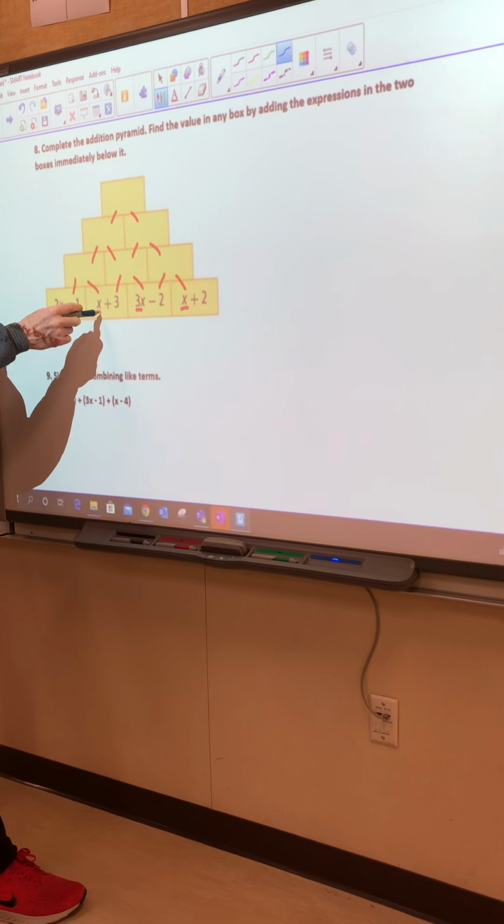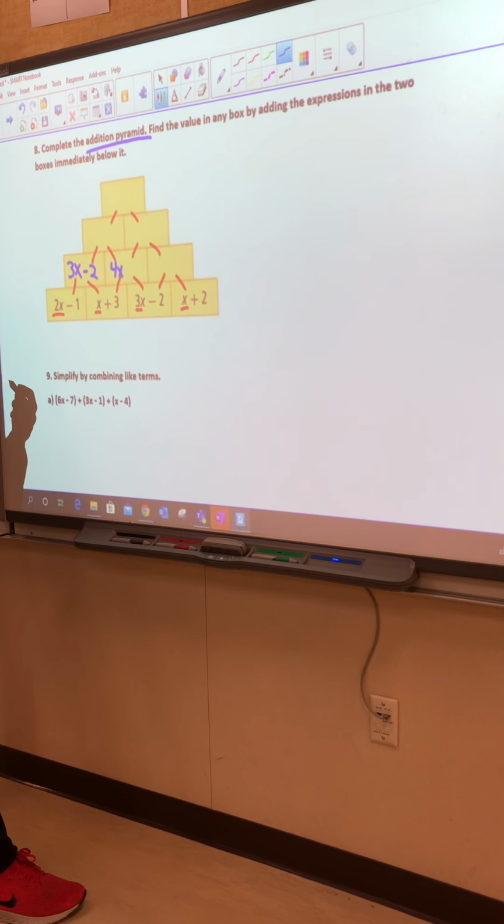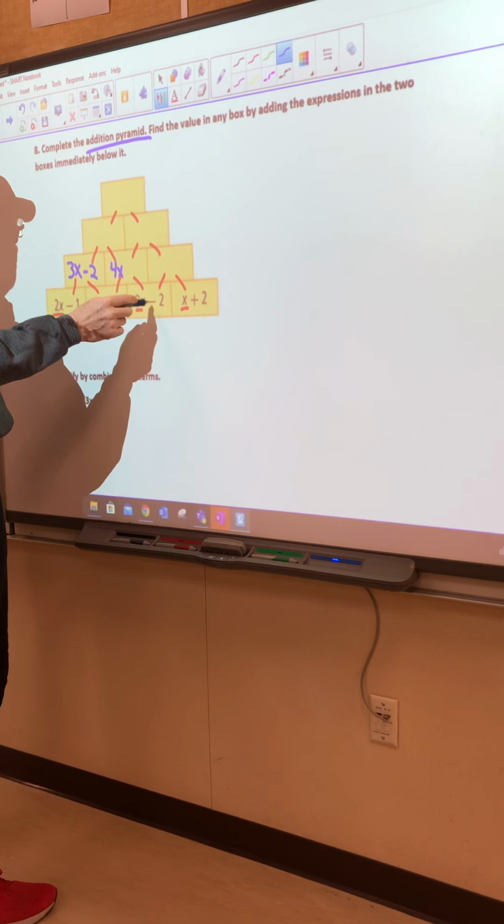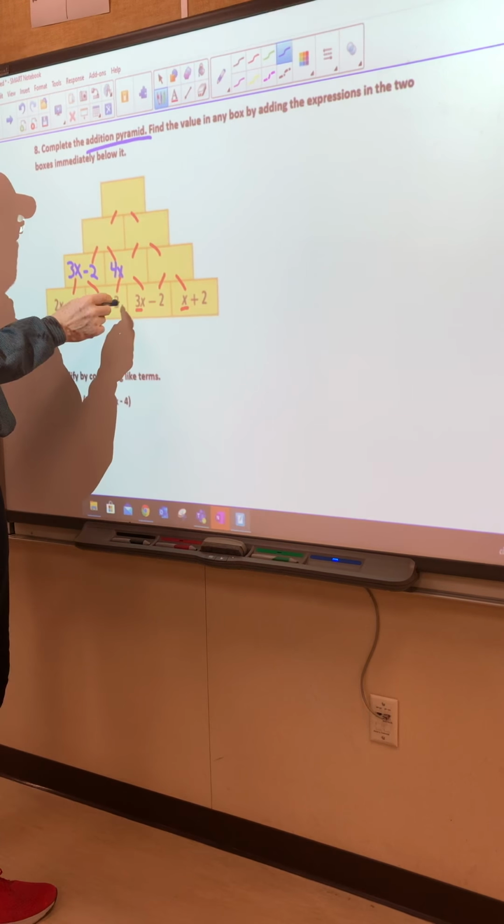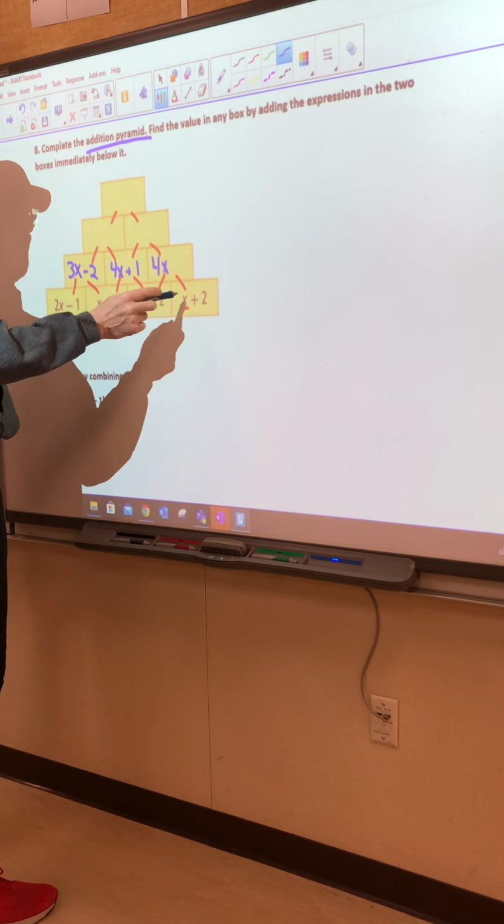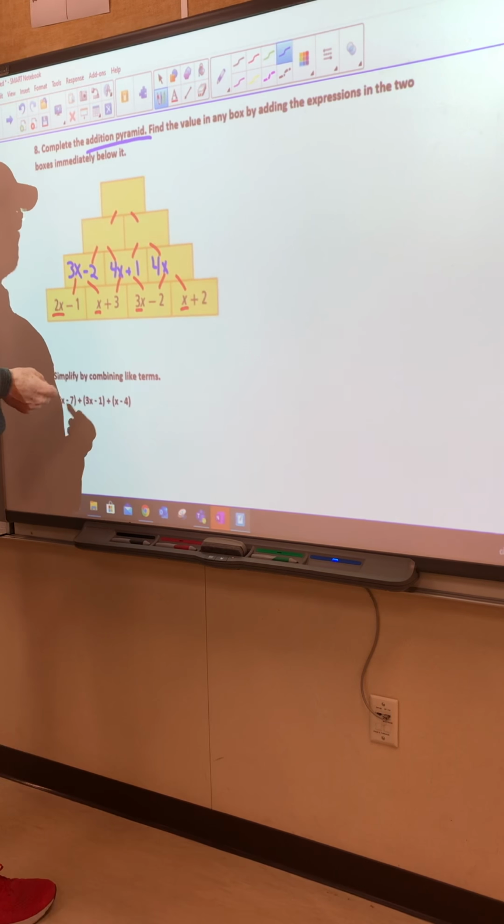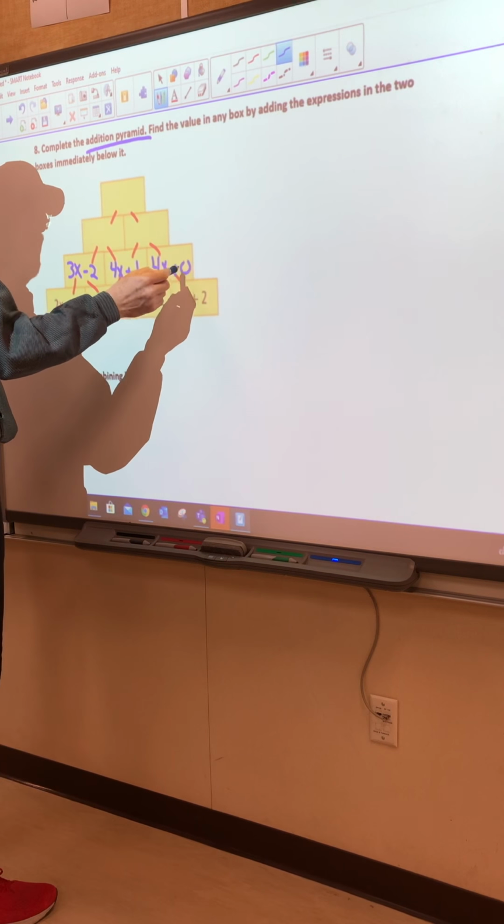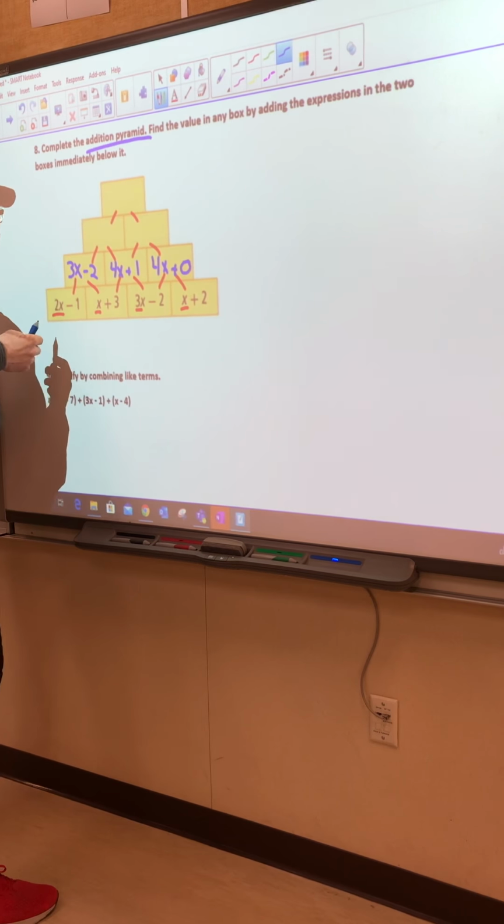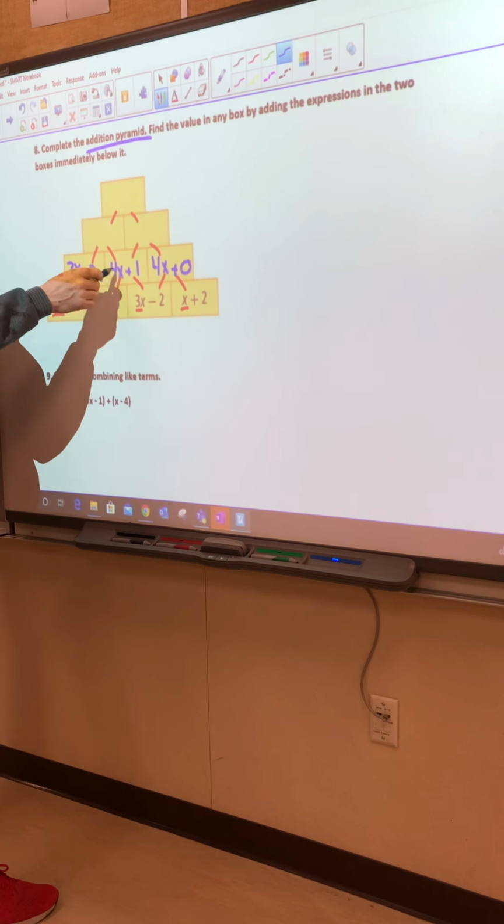So 2x and x is 3x, negative 1 plus 3 minus 2. X and 3x is 4x. It's an addition pyramid, just checking that, so it's not subtraction. Okay. And 3 minus 2 is 1. And then we have 3x and x is 4x. Negative 2 plus 2, that's it, 0. So you can put plus 0, but it has no effect on your answer. 3x and 4x, 7x. Negative 2 plus 1, negative 1.